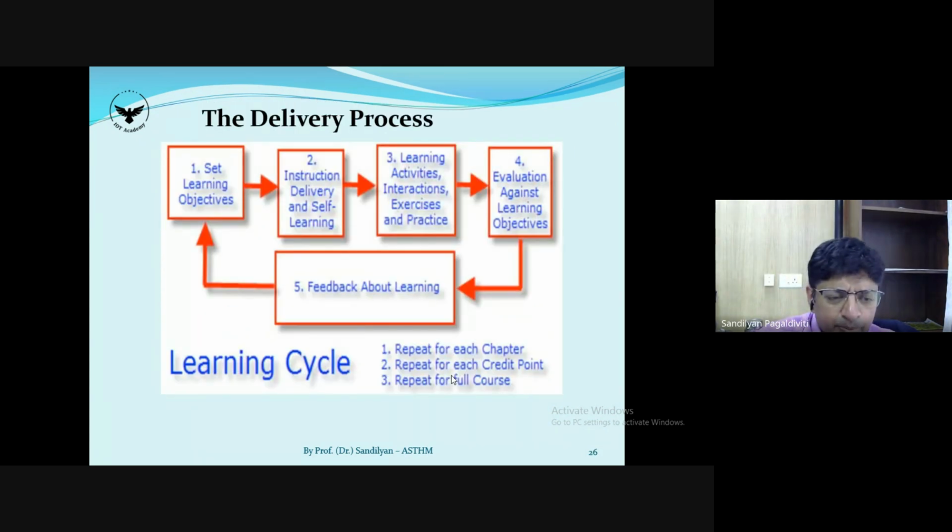So this is the delivery process. Set learning objectives, give the instruction, also identify self-learning points, conduct the learning activities, interactions, and exercises, evaluate against your objective, and restart the entire process. You can do this for each chapter, for each credit, or for the entire course as your system permits. Please, next.